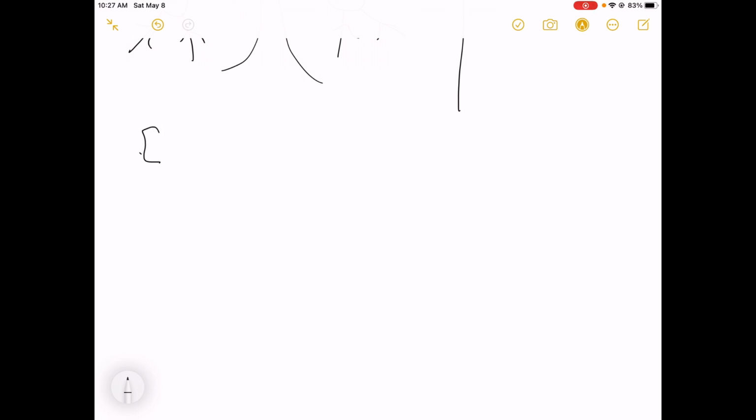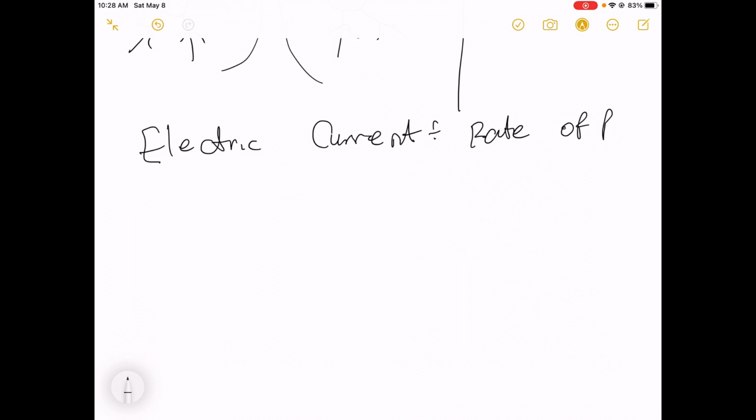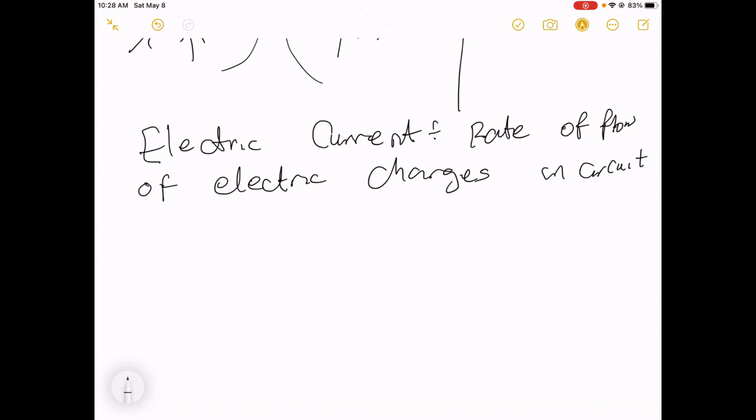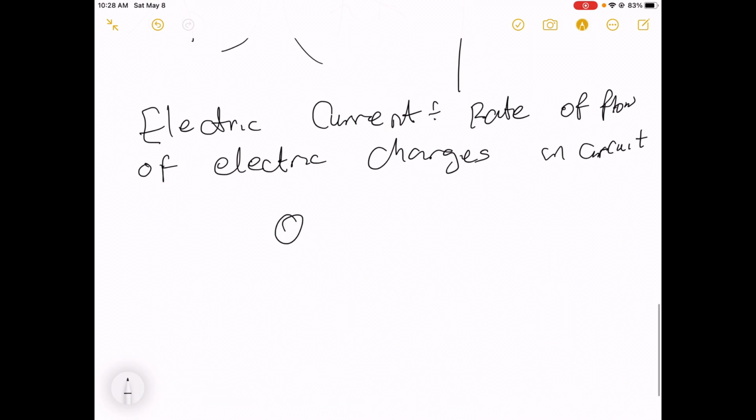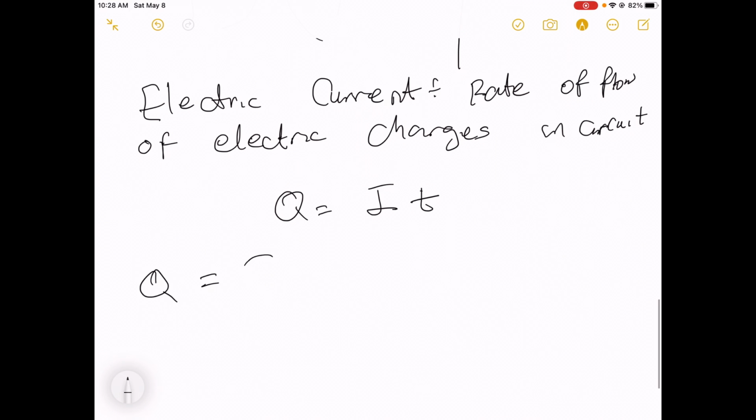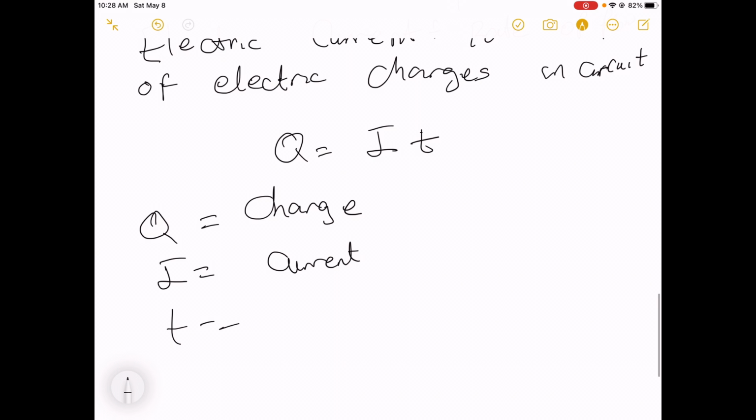Electric current, let me try and explain that. Electric current is the rate of flow of electric charges in a circuit. Now the formula for this is Q equals IT, where Q stands for charge, I stands for current, and T stands for the time it takes to flow.